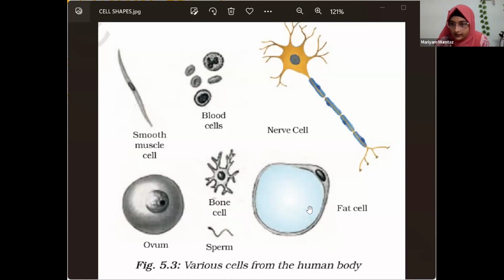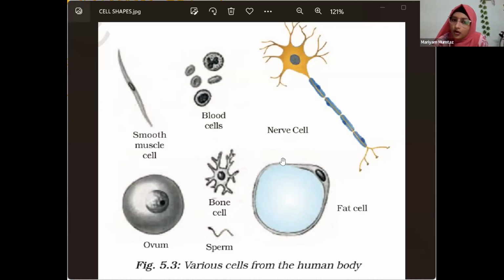Ma'am, is that a vacuole in the fat cell? Yeah, this is a vacuole. Since it is a fat cell, this part is containing the fat only. The fat is basically for insulation in our body, protecting us from the cold, providing us heat. So it is for that.